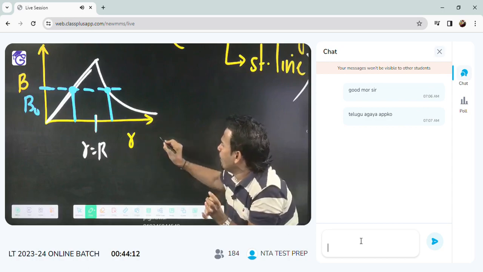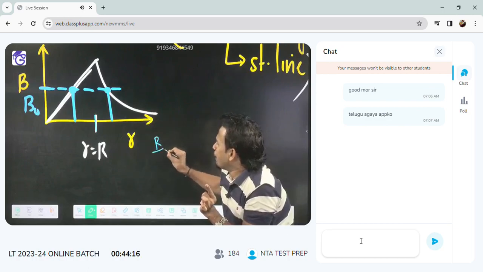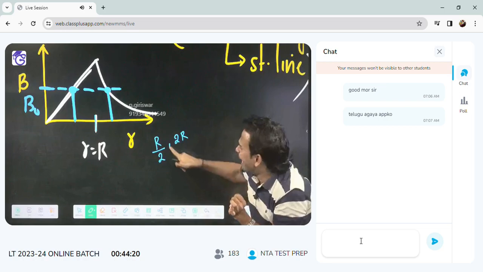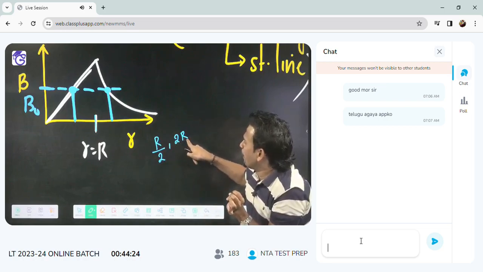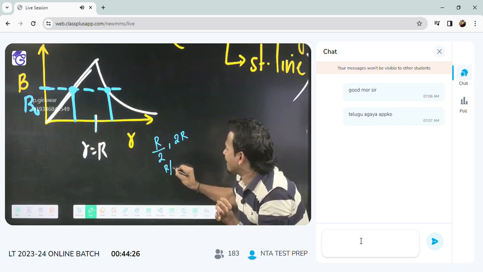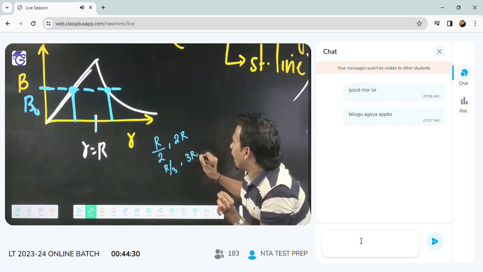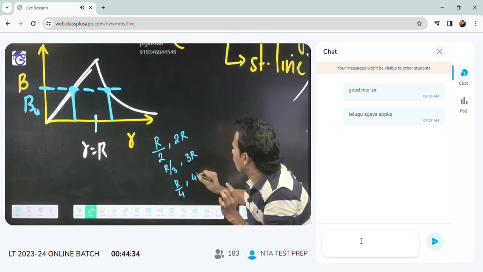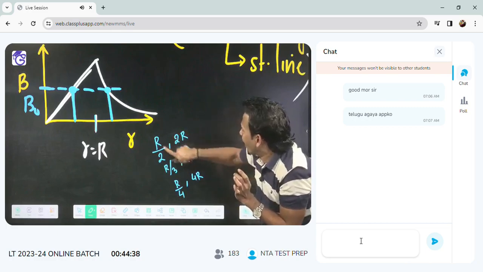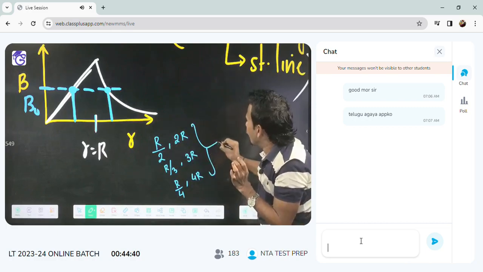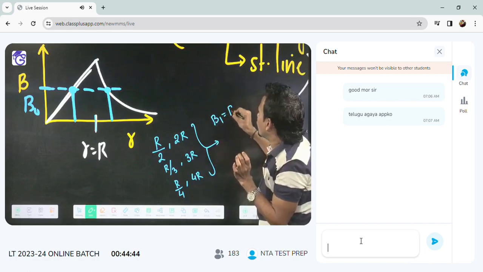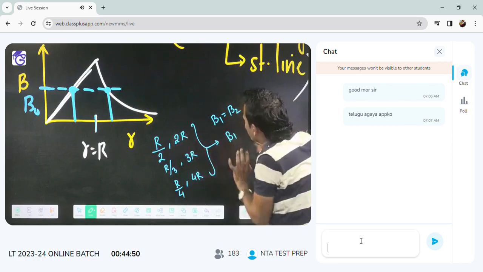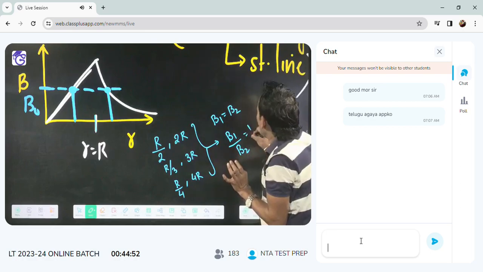For example, if the inside point is R by 2, then the outside point will become 2R, because the relation is reversed. If the inside point is R by 3, the outside point will become 3R. If the inside point is R by 4, the outside point will be 4R. And always remember, for every pair of these points, the magnetic field will be equal. B1 will be equal to B2. So they generally ask the ratio of the magnetic field at R by 2 and 2R. That ratio will come 1:1.